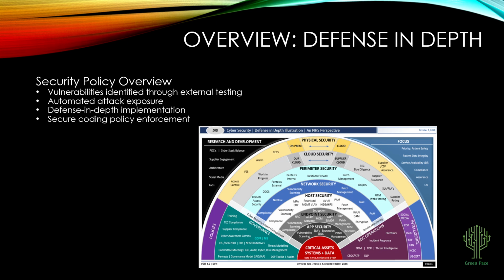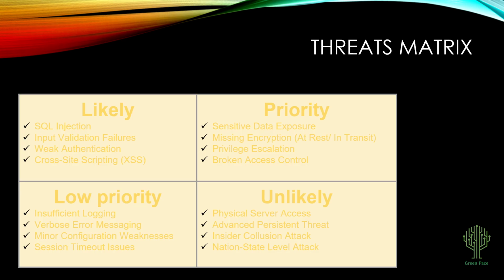This threat matrix organizes security risk into four categories: likely threats, high priority threats, lower priority concerns, and unlikely threats. The likely quadrant includes vulnerabilities that attackers commonly exploit, such as SQL injection, weak authentication, input validation failures, and cross-site scripting. These are all frequently targeted because automated scanning tools can detect them quickly. From an attacker's perspective, these are low-effort opportunities.